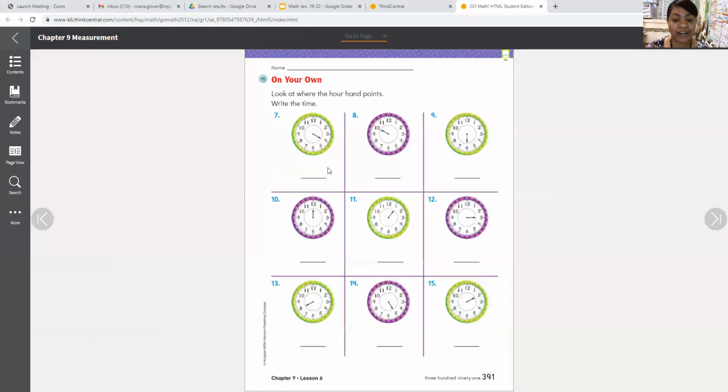Now on your own, you're going to complete numbers 7 through 15. Remember, the shorthand is the hour hand, and we're going to see where the hour hand is pointing to, and we're going to write it correctly.